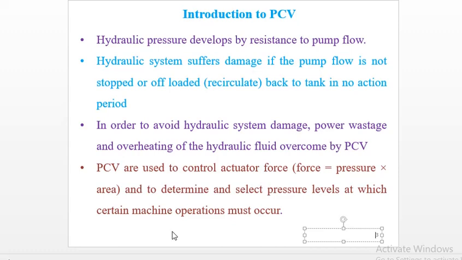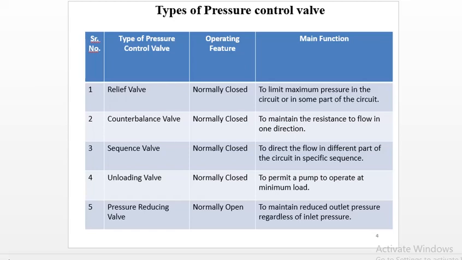So if you see the types of pressure control valves, you will find there are two principles on which these five control valves work. The first four control valves, that is pressure relief valve, counterbalance valve, sequence valve and unloading valve, work on the principle of diverting the high pressure fluid to a low pressure area, thereby limiting the pressure in the high pressure area. These first four are normally closed, because again I repeat, the principle is diverting the high pressure fluid to a low pressure area, thereby limiting the pressure in the high pressure area, which means the operating feature of that valve is normally closed. So we'll see one by one.